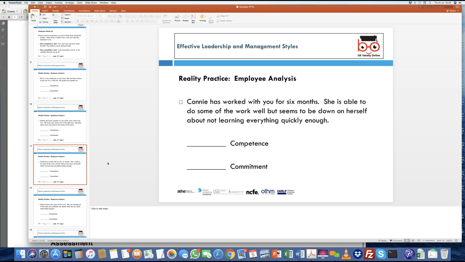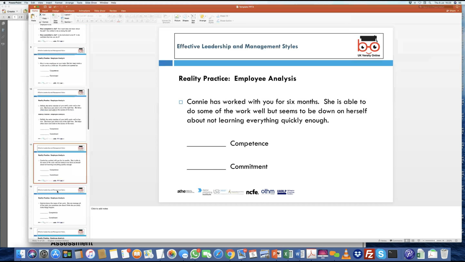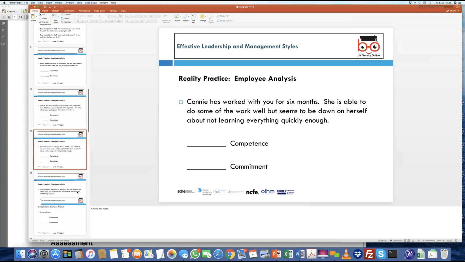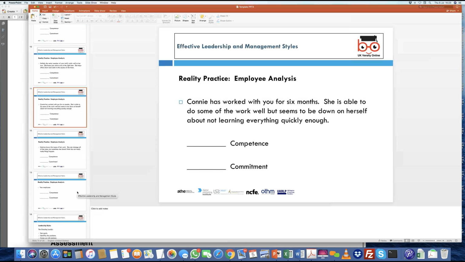Okay, you said she's worked for the company for about 6 months, and she's able to do some work well, but seems to be down on herself about not learning everything quickly enough. Now the thing is, she's been in the system for like 6 months, and she's able to do some work well, which means she's excellent in some particular task. However, she's failing in some other part.